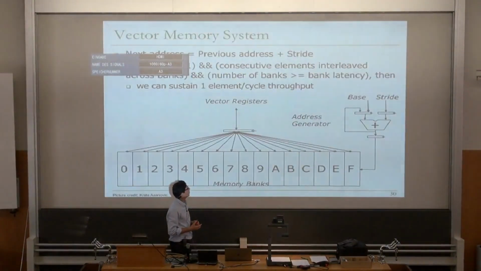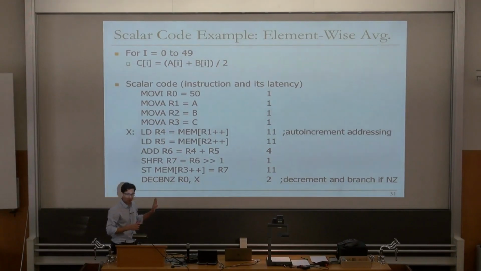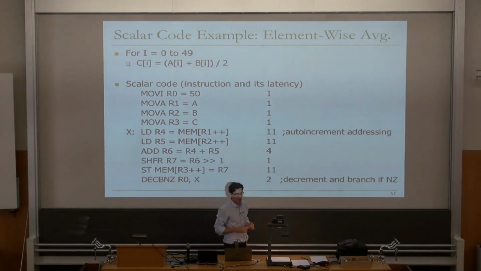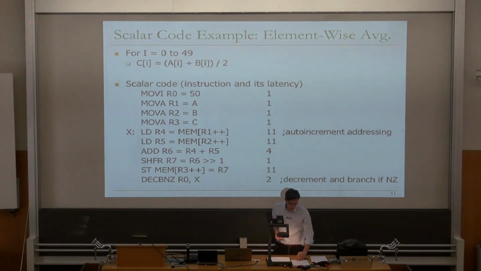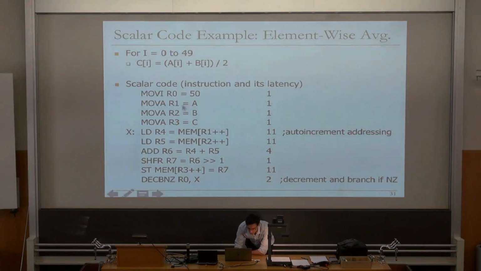Okay, let's go for a little bit more detail with this code example. It's the same code that we had before, this element-wise average. And now, in order to start, what we have here is the scalar code. So this will be like our assembly code. And you have all the instructions here that we need to execute this high-level code, and on the right-hand side you have the latency of each of these instructions.